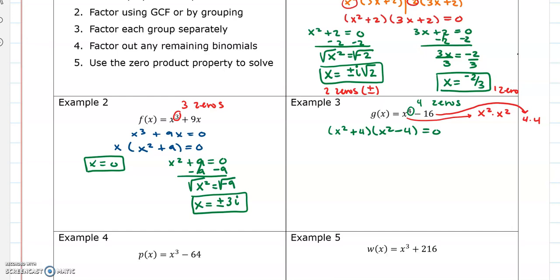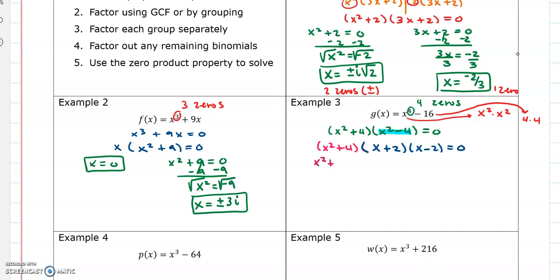Now we can actually keep going with this x squared minus 4. That is still a difference of squares. So I have this x squared plus 4 in the front, but then I'm going to have x plus 2 and x minus 2 because square root of 4 is 2, and then x times x gives you that x squared. Once I'm done completely factoring, now I'm going to set each piece equal to 0.